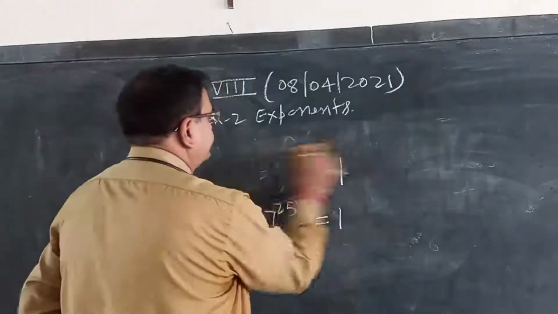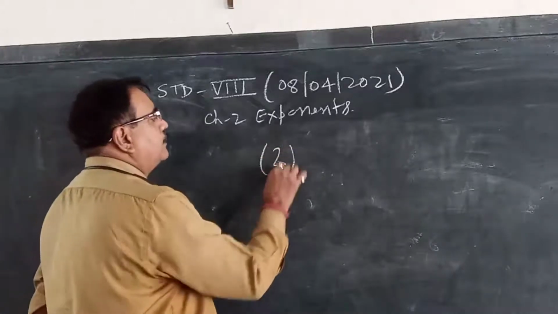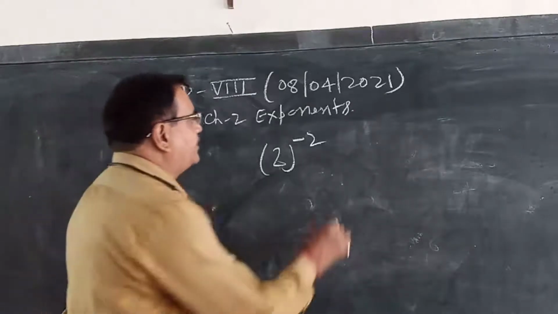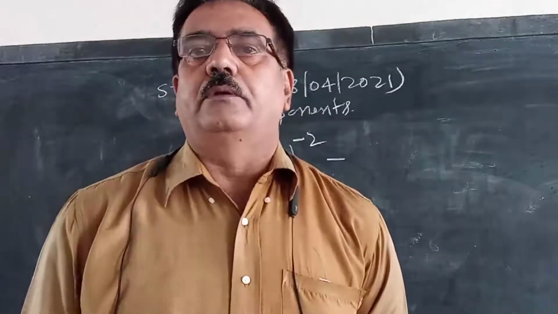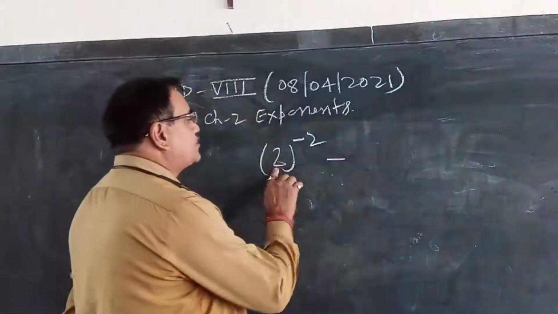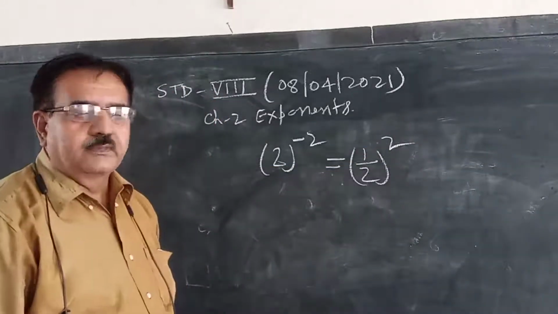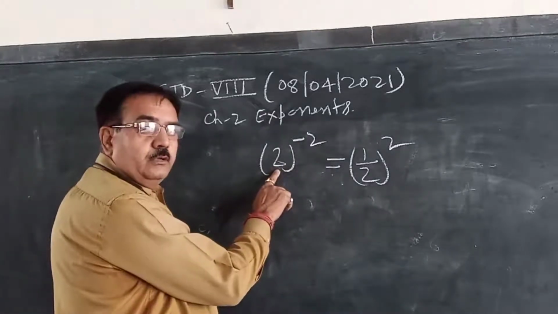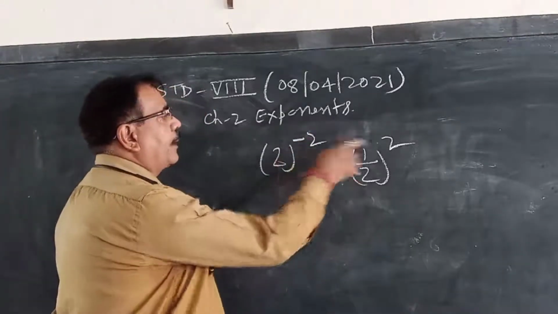Second case: if the power is negative, like 2 to the power minus 2, you have to make the power positive. And how to make it? Reverse the order. This is 2, we will write 1 by 2, then it becomes positive. Here for 2, the power is negative. When we reverse it, what will be the reverse of 2? 1 by 2. So 1 by 2, then the power will be positive.